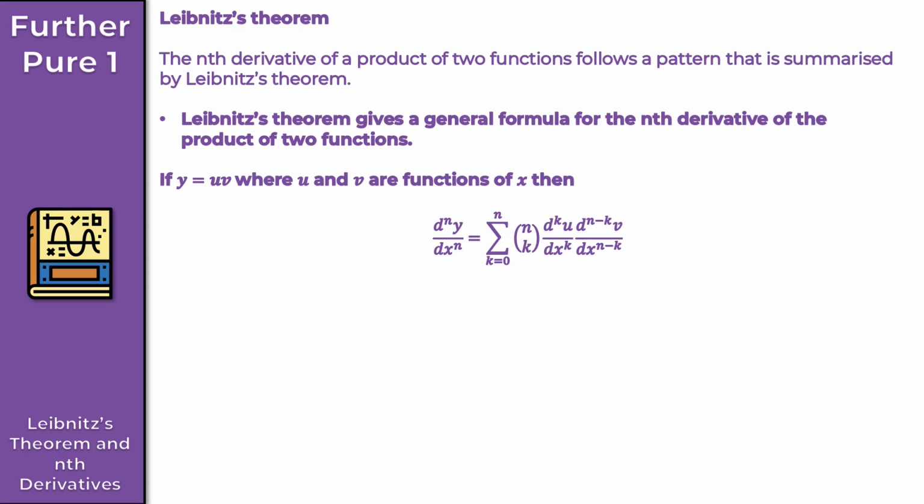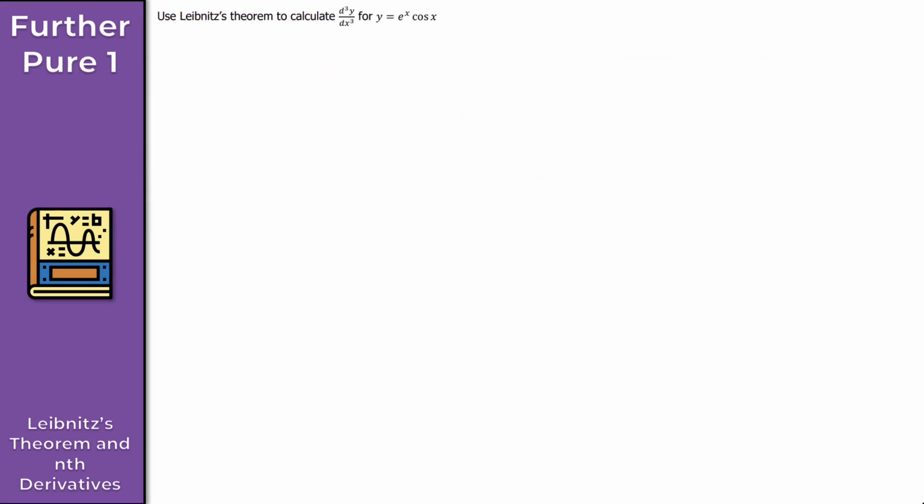So that concludes our introduction to Leibniz's theorem and nth derivatives. We've shown the pattern and how this generalizes to the nth derivative. So I think the best way to demonstrate this is to run through one practice question. So let's get started on our practice question for Leibniz's theorem and nth derivatives. For this question, all we want to do is use Leibniz's theorem to calculate the third derivative of y for y equals e to the x cosine x.